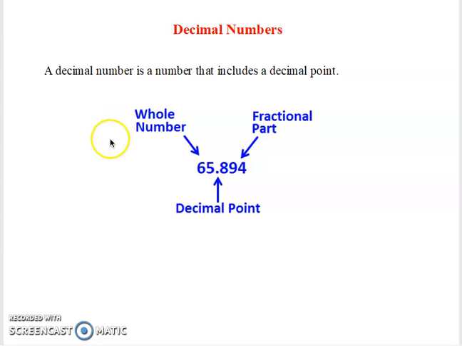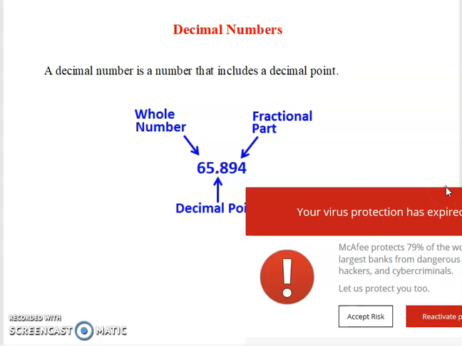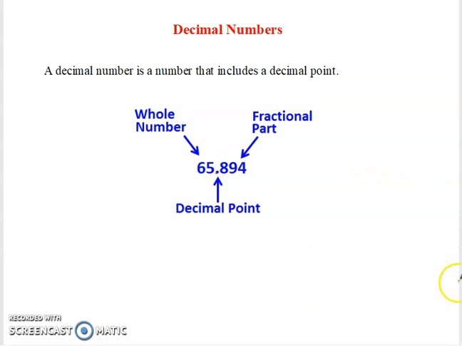Right, but before we move into all that nice stuff, I just want to look at what is a decimal number. So a decimal number is a number that includes a decimal point, as straightforward as that. So once it has a decimal point, it's a decimal number. For example, this number that we have here, 65.894. Right, so we have our decimal point and then we have the 894.